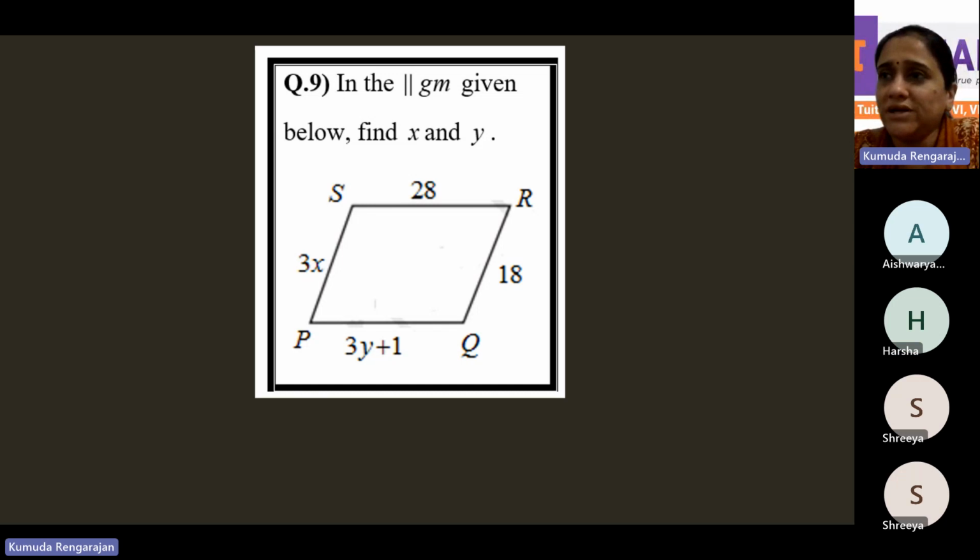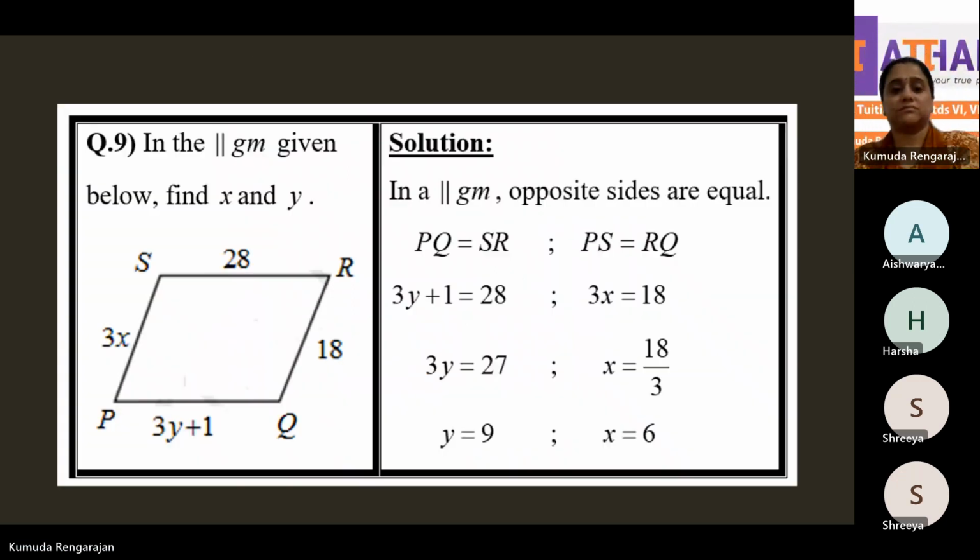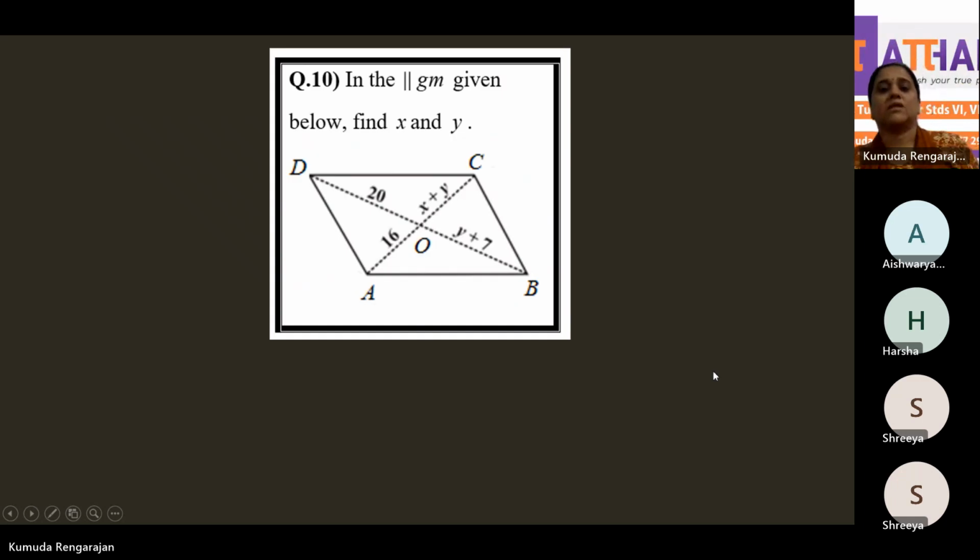So here we use the properties regarding the sides of the parallelogram. In a parallelogram, opposite sides are equal. So that means 3x is equal to 18 and 3y plus 1 is equal to 28. On solving this, you can find the values of x and y. Yeah, we'll start with this one. Property.